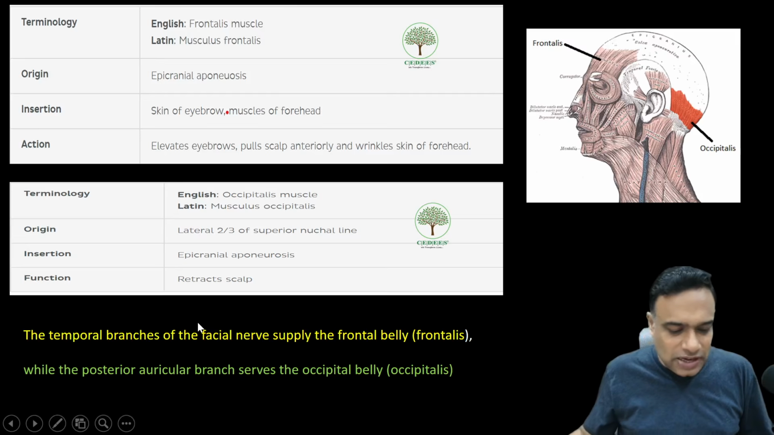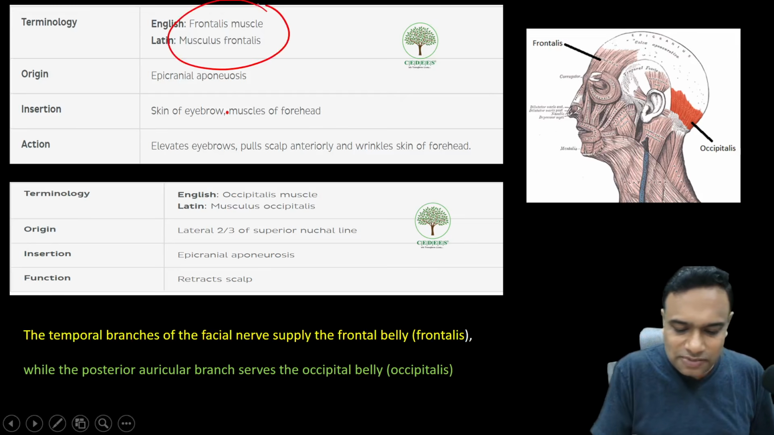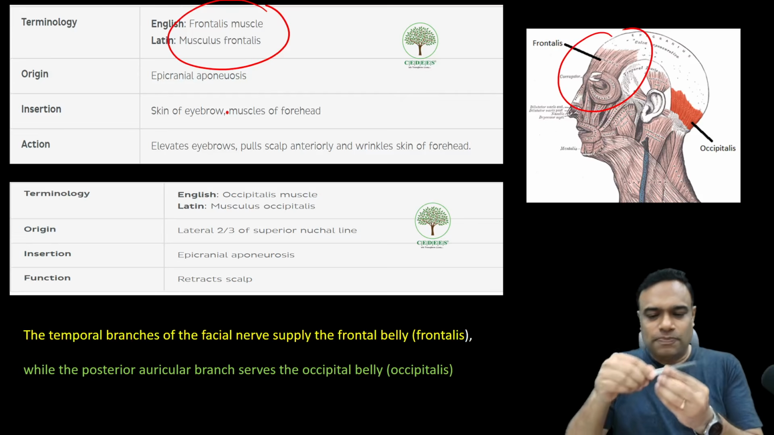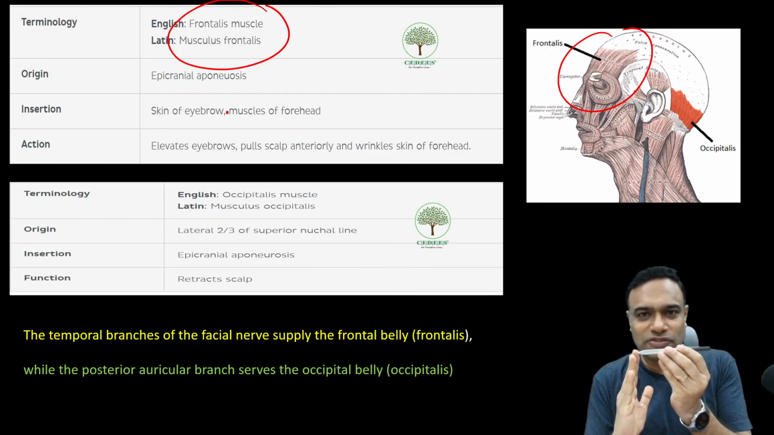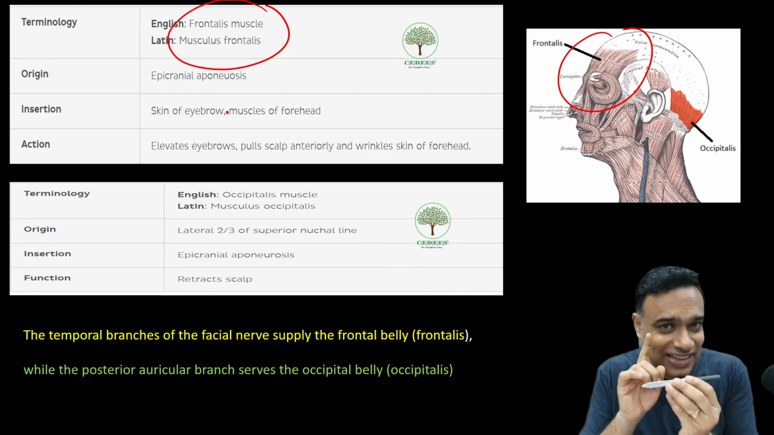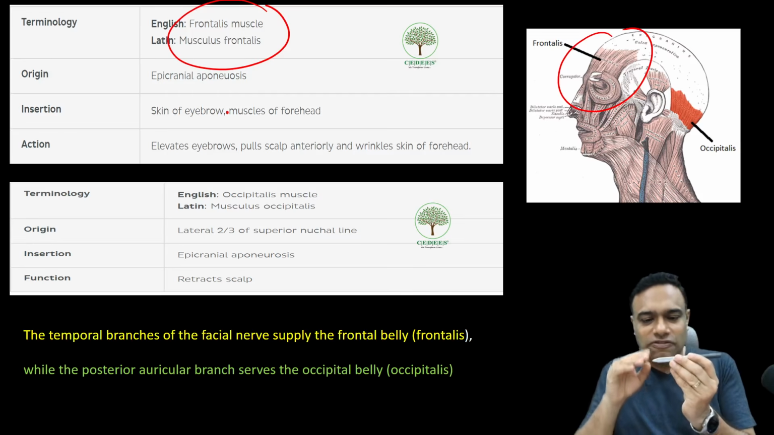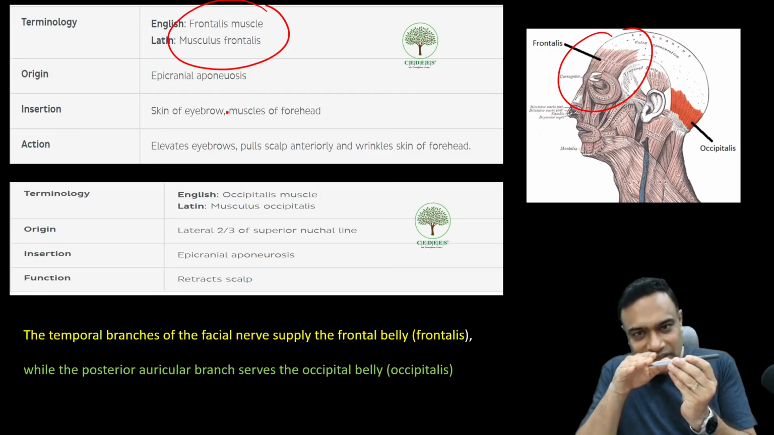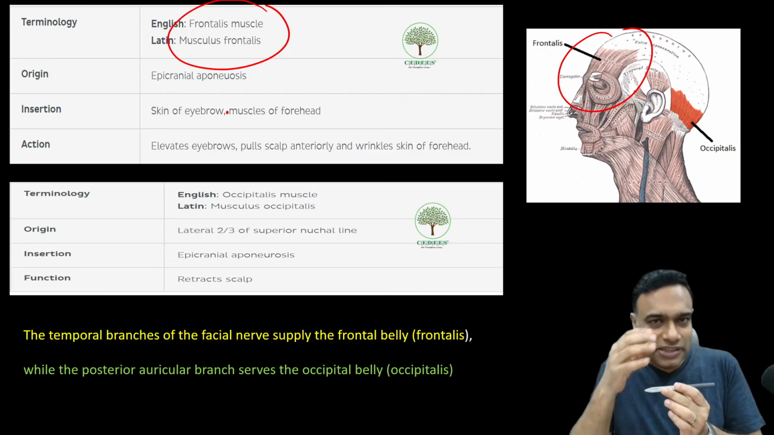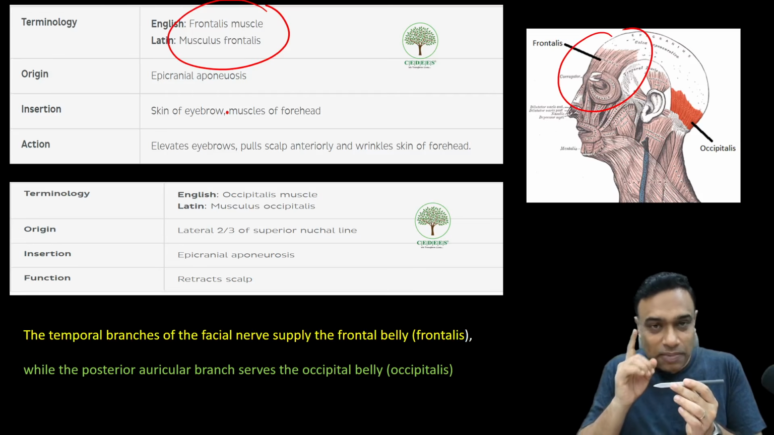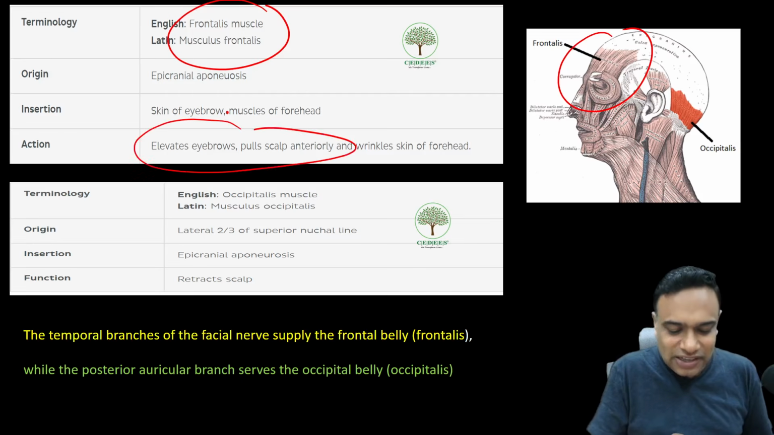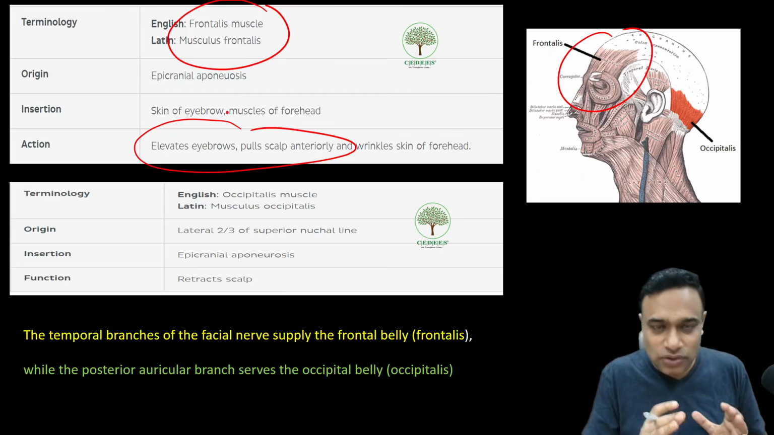Okay, let's move on. So let's look at the frontalis muscle. If you look at the frontalis muscle, my dear students, the origin of frontalis muscle. See, as I mentioned before, let's assume this to be the frontalis, this to be your occipitalis, this is your galea aponeurotica. Now look at the origin and insertion. The origin of frontalis is from the epicranial aponeurosis, and the insertion is towards your skin of the eyebrow and the muscles of your forehead, basically your eyebrow. There is no bony attachment, right? But the origin is from your epicranial aponeurosis, and the action is to elevate the eyebrows and pull the scalp anteriorly. You can see it in the diagram here.